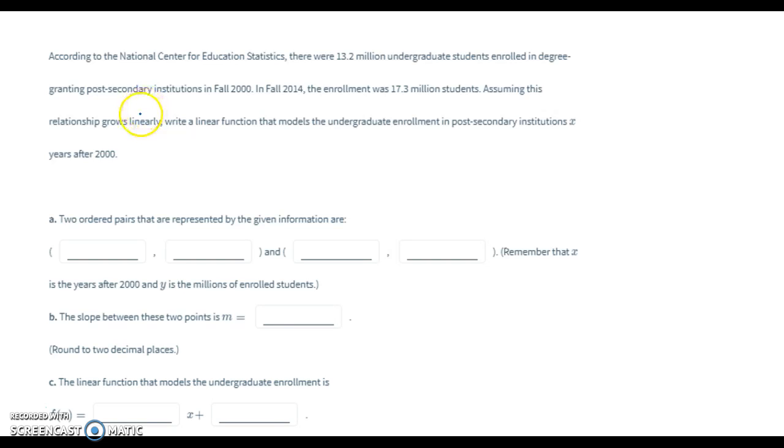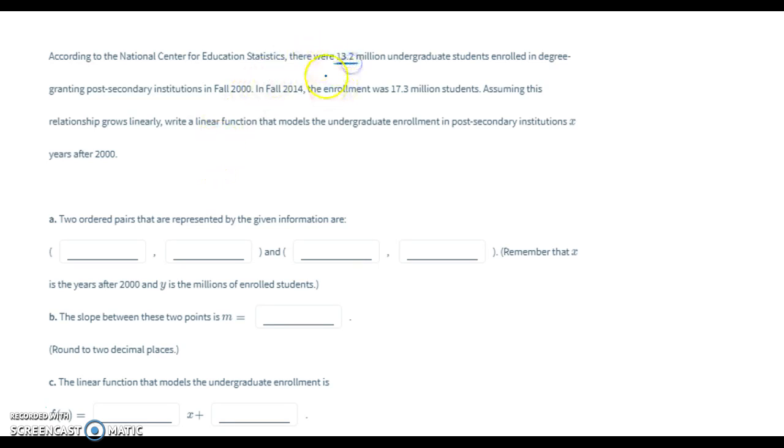It says, according to the National Center for Education Statistics, there were 13.2 million undergraduate students enrolled in degree-granting post-secondary institutions in fall 2000. In fall 2014, the enrollment was 17.3 million students. Assuming this relationship grows linearly, write a linear function that models the undergraduate enrollment in post-secondary institutions X years after 2000. So we're given two data points from this information.